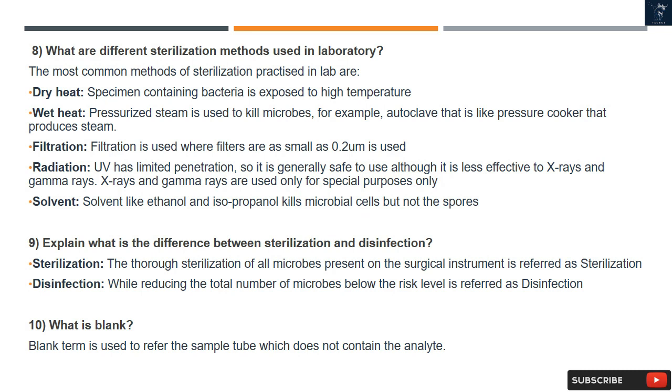Radiation. UV has limited penetration, so it is generally safe to use, although it is less effective than X-rays and gamma rays. X-rays and gamma rays are used only for special purposes. Solvent. Solvents like ethanol and isopropanol kill microbial cells but not the spores.